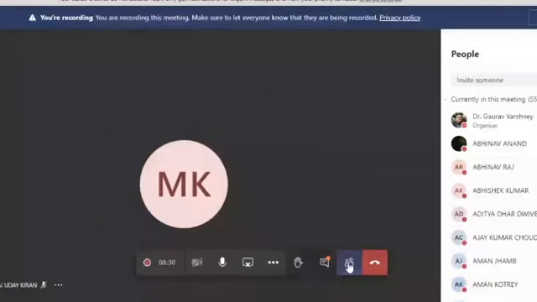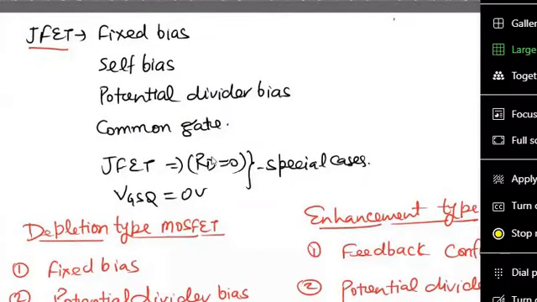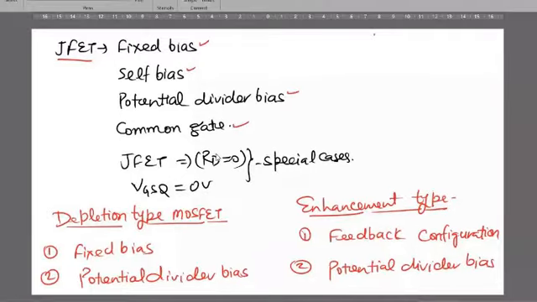Fifty-five candidates have joined this class right now. Schemes: fixed bias, self bias, potential divider bias, common gate configuration, and some special cases are also there, like whenever we consider RD equals to zero, whenever we consider VGS equals to zero. For depletion type MOSFET, fixed bias and potential divider biasing are there.